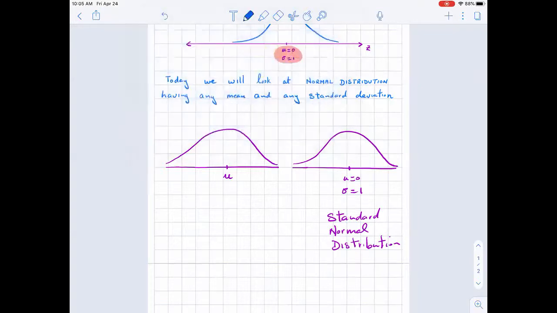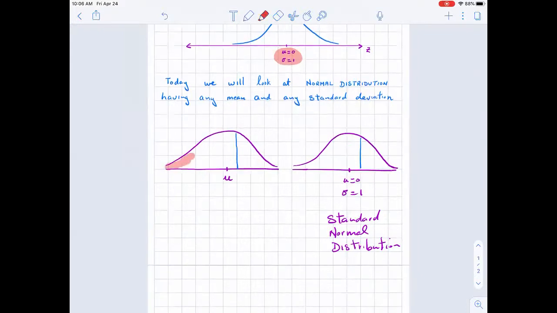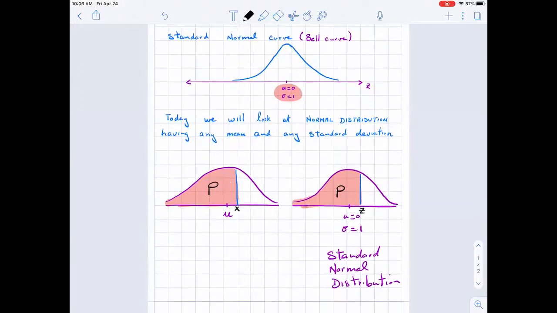If you look at this, remember the probability is usually the area of the shaded region. So in either one of these graphs, this shaded region here represents some probability P. It doesn't matter. This is some X value, usually a Z value. And something to note is that under the standard normal curve, this axis here is the Z axis.